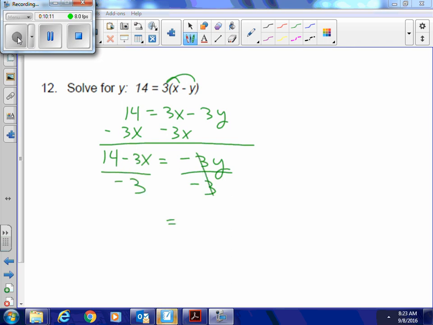Those cancel. I'm not supposed to leave my negative in the denominator. So what I'm going to do is make that 3 positive, but give everybody up in the numerator the opposite sign. So I could write it as 3x minus 14 over 3. Another answer that I would accept is x minus 14 over 3 is equal to y.